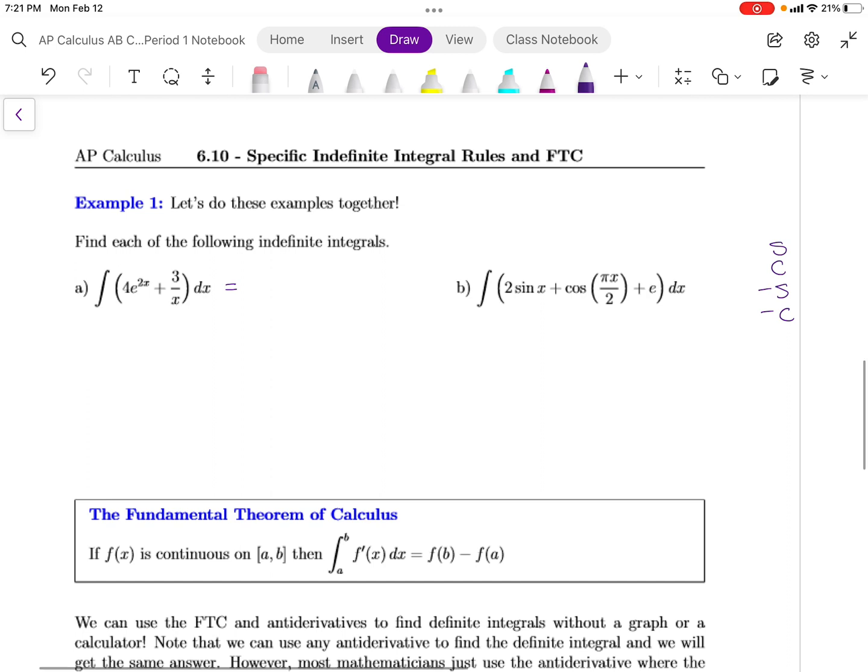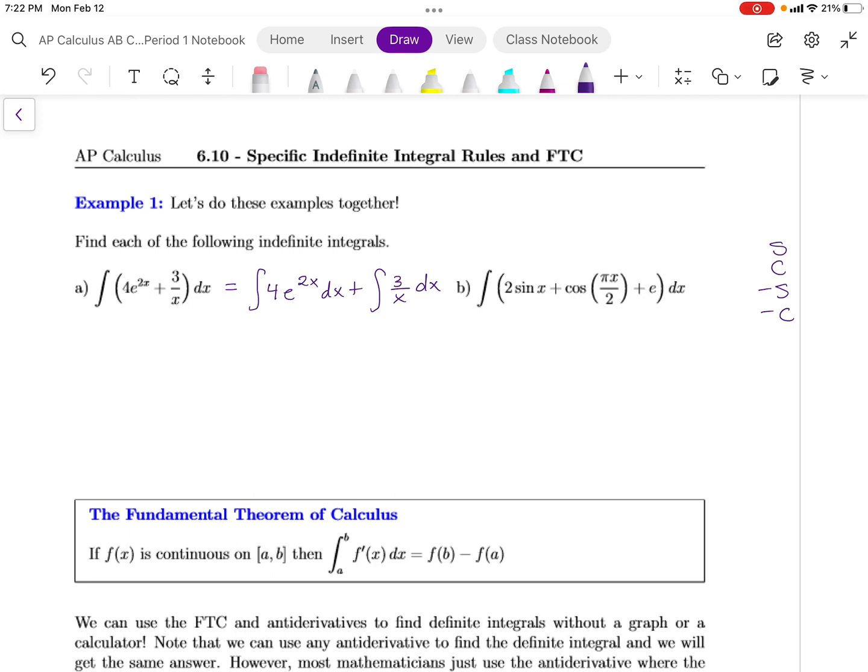So we know that this is going to be the indefinite integral of the first function plus the indefinite integral of the second function, because that's the properties of integration that we've had. And again, very similar to properties of derivatives, like finding derivatives.